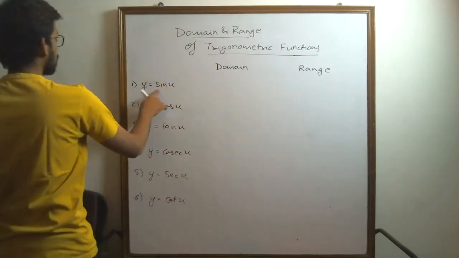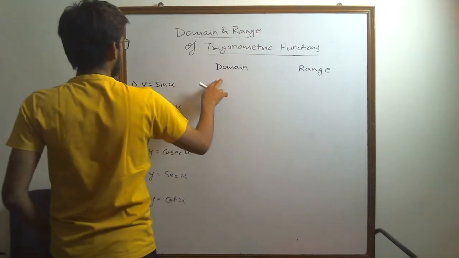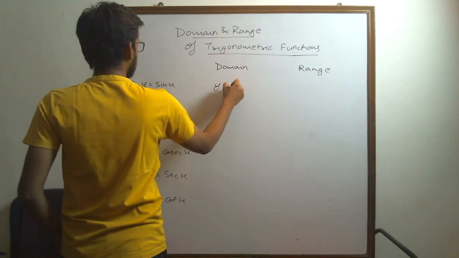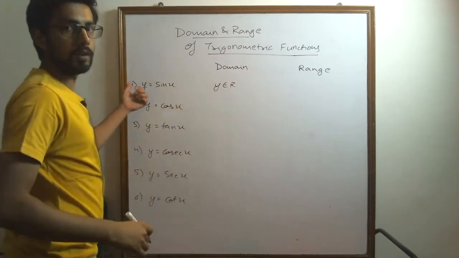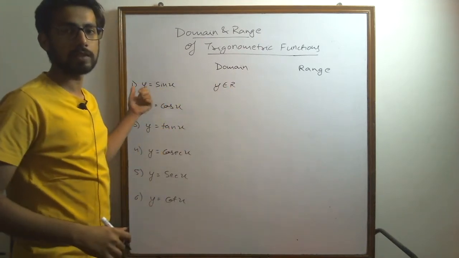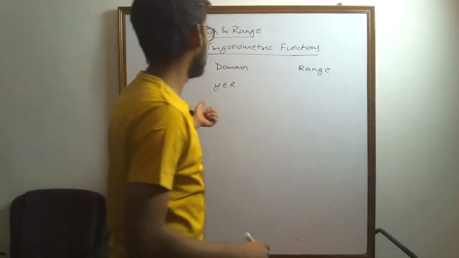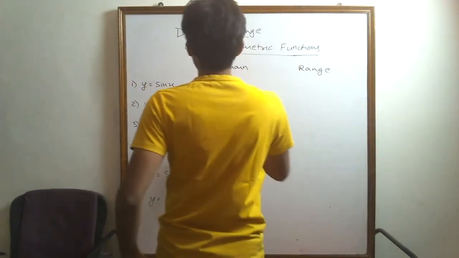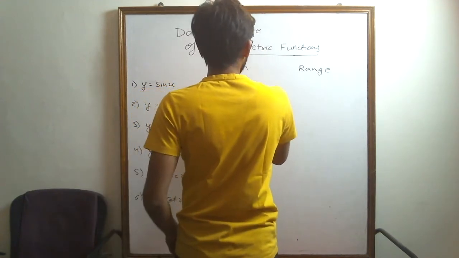So y is equal to sin x. The domain of this function is the set of all real numbers, as the angle for which sin x is defined is all real numbers, all the angles from minus infinity to infinity. So y belongs to the set of real numbers.